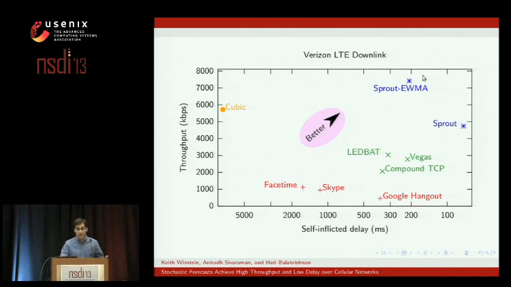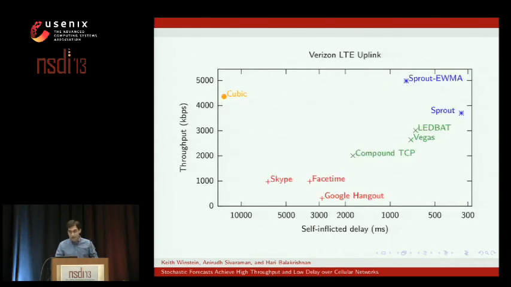We tested 8 of these links. So this is the Verizon LTE downlink. I'll show the other links. The thing to look at is whether the blue algorithms, that's Anirudh and me, are we in the upper right? And so here we are on the Verizon LTE uplink. Again, the blue meanies are in the upper right.